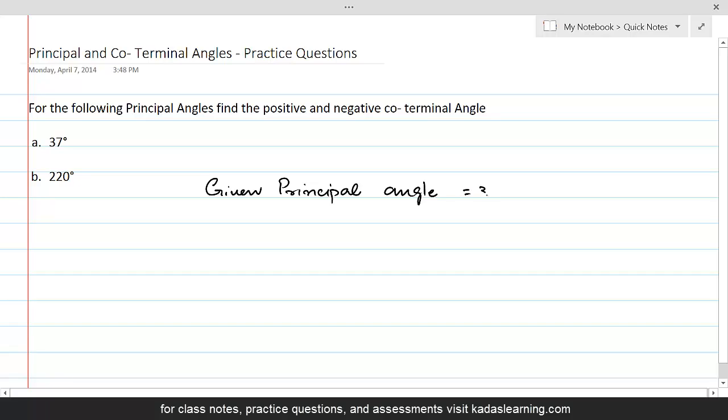equal to 37 degrees. If we need to find out coterminal angles, there is a positive coterminal angle and there is a negative coterminal angle. So let's write positive coterminal angle and negative coterminal.